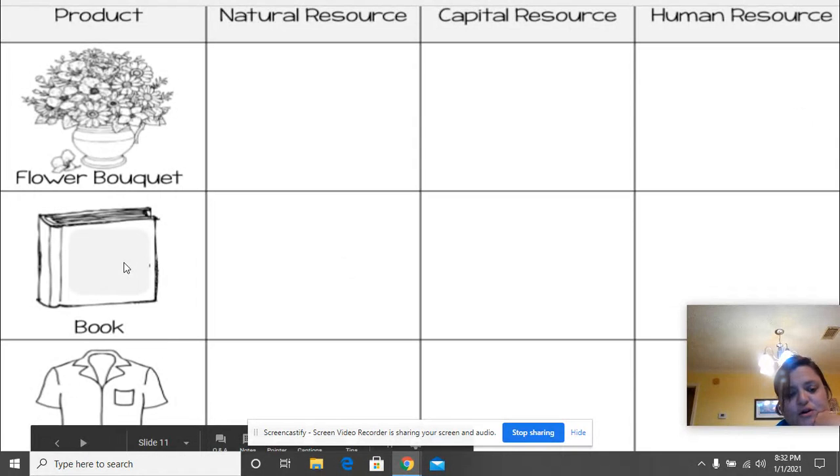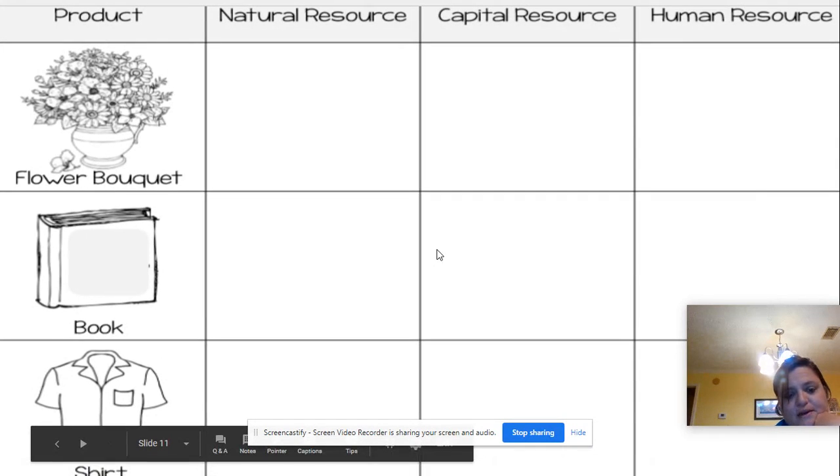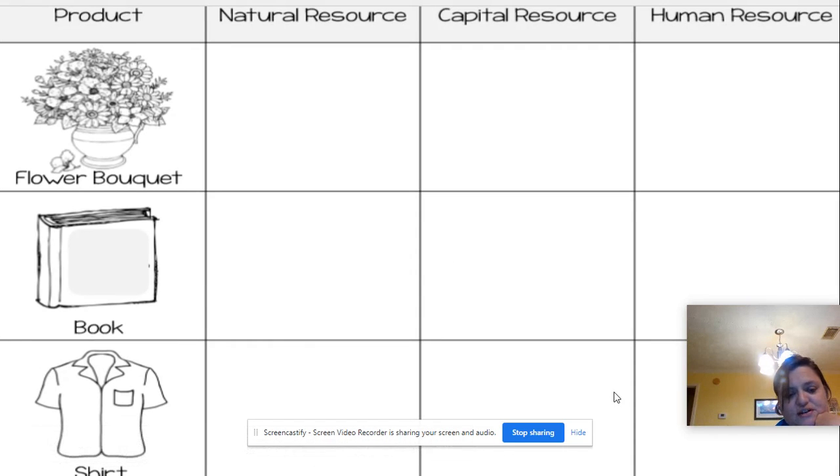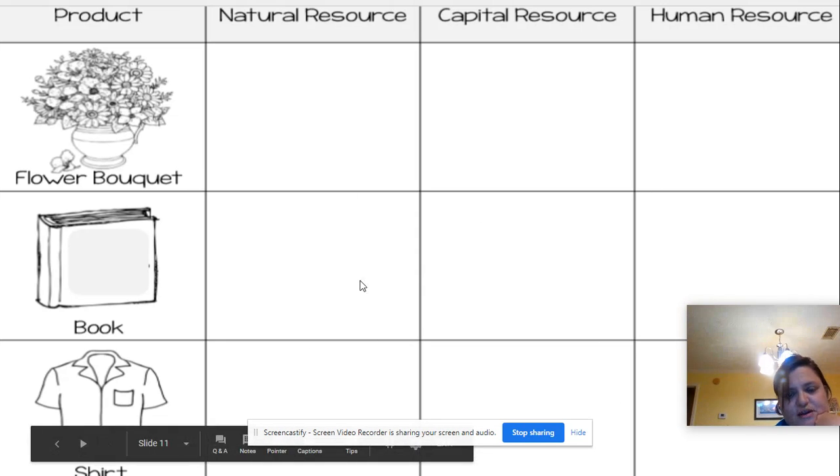So now you're going to work on doing the last two by yourself. Okay? Okay, so if you have any questions, you can email me. And when you get finished, you can take a picture of this sheet right here and email it to your teacher.